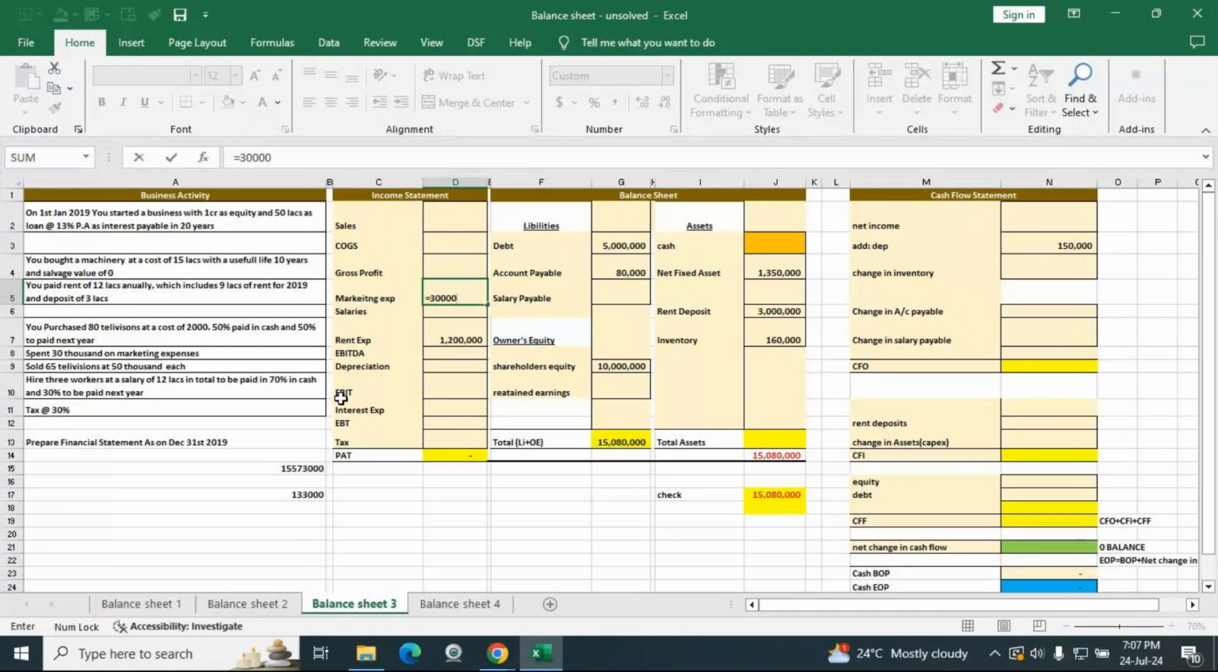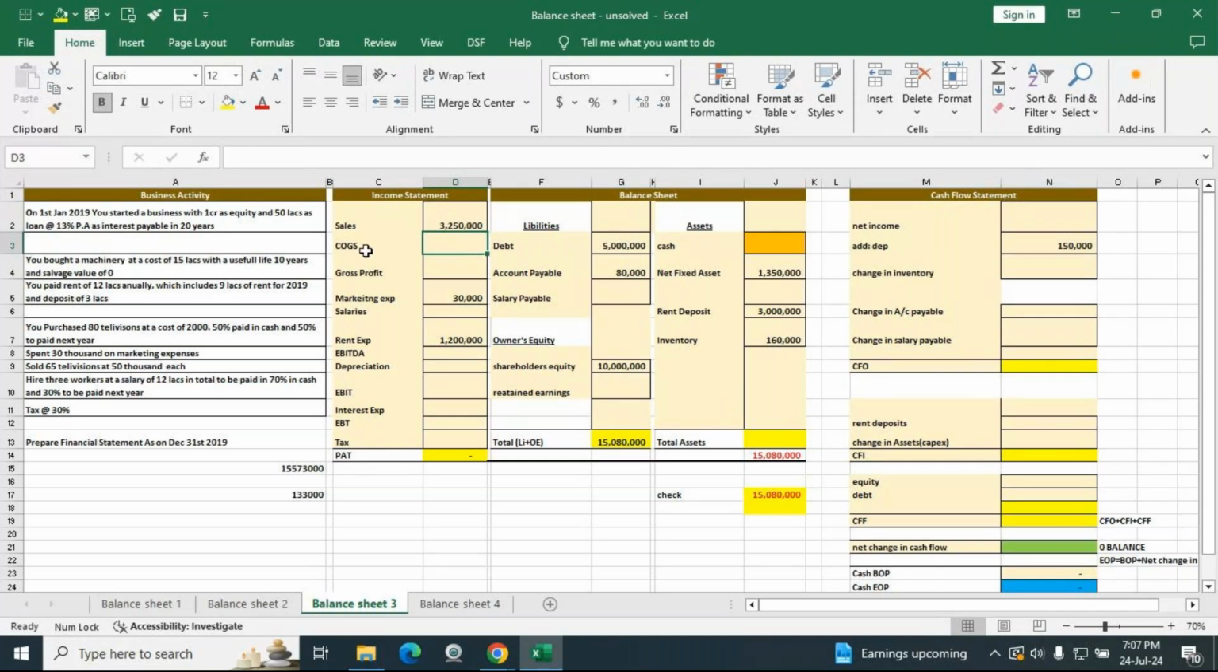I've taken this value. Sold 65 television at the rate of 50,000 each. So I have bought 80 television at the rate of 2,000, out of which I am selling 65 television at the cost of 50,000. So equals 65 into 50,000. So it is 32 lakh 50,000 rupees. I have made the sales.